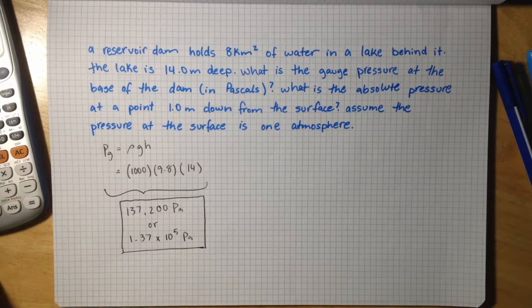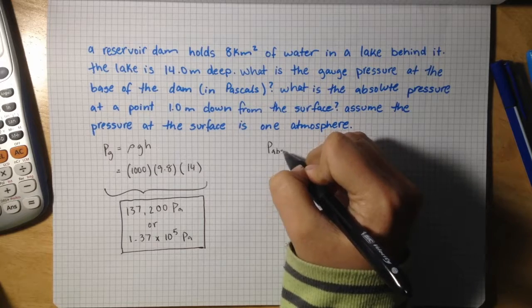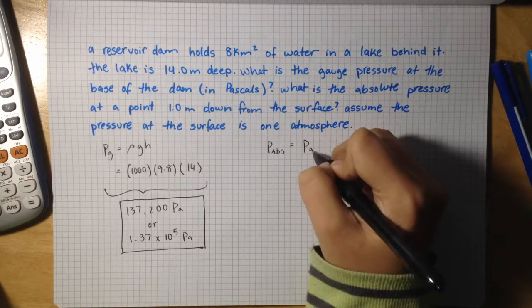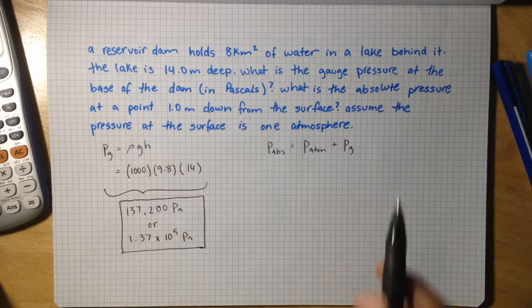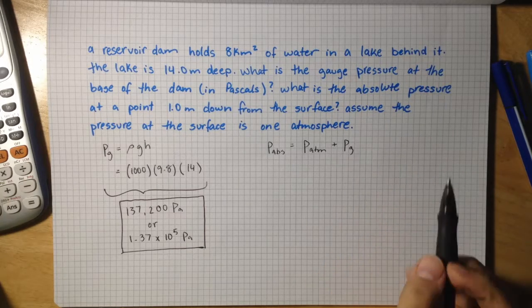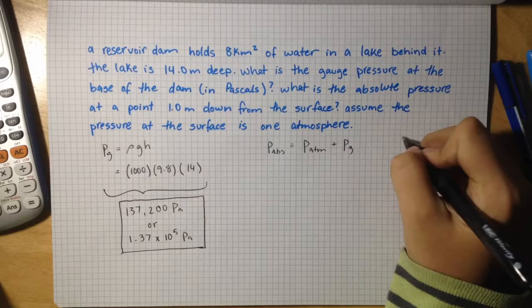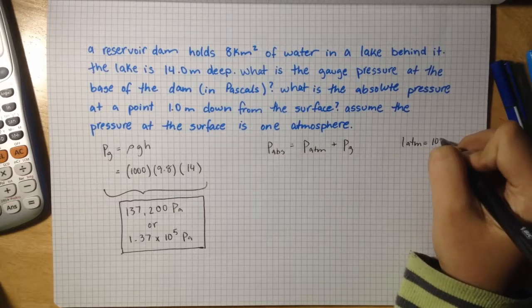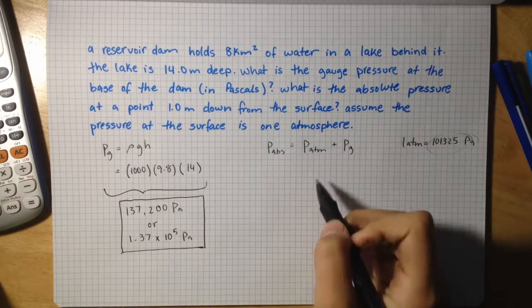The second part of the question asks for the absolute pressure at a point 1 meter below the surface. So we know that the absolute pressure is equal to the atmospheric pressure plus the gauge pressure. They gave us in the question that the atmospheric pressure is 1 atmosphere, and 1 atmosphere is equal to 101,325 Pascals. So I'm going to substitute this into this equation.